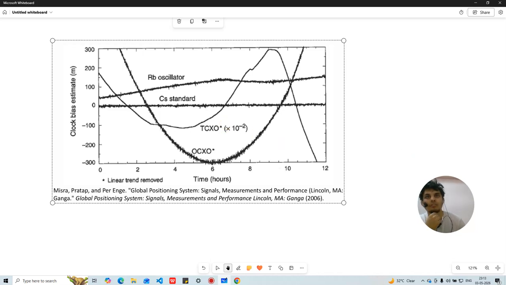Now clock drift. The clock drifts, that's it. That is what I can say about it. Satellite clock error correction.